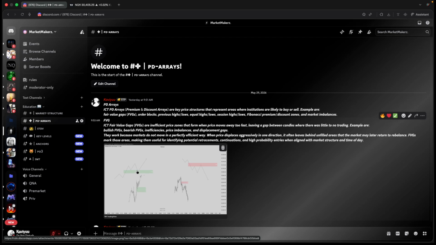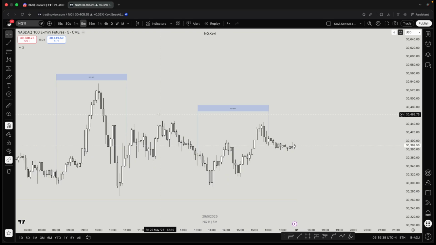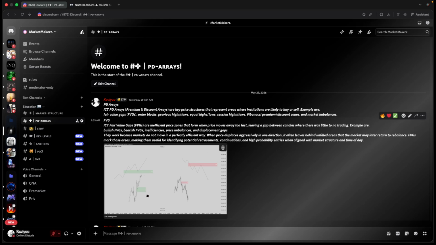So, a fair value gap in terms of ICT says they're inefficient price zones that form when price moves away too fast, leaving a gap in the market. Okay? Now the correct structure for this is a 3 candle formation. It could be any 3 candles. The middle one must be an expansion candle. I'll touch on that later.